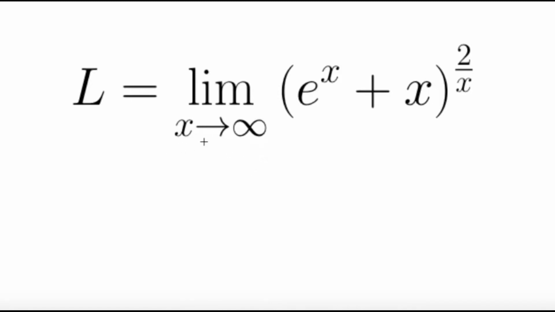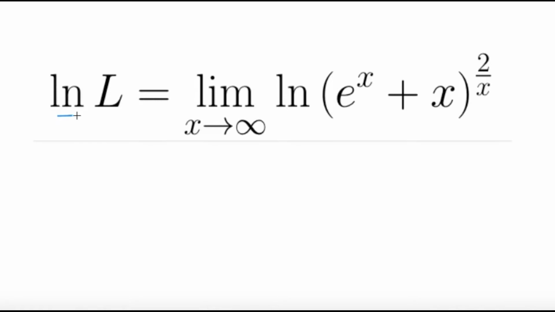Since we have something raised to an exponent, this motivates us to take the natural logarithm, ln. Now taking the natural logarithm of both sides, we apply the property that if we are taking the natural logarithm of a limit, we can put the limit inside. So we have ln L equals the limit of the natural logarithm of the expression as x approaches infinity.